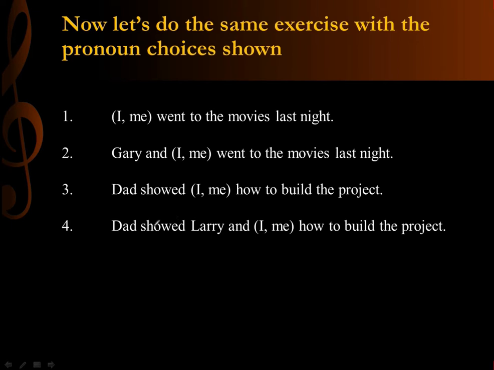But let's look at it. Here's your verb. This is your subject. Dad did the action. So all of these are objects. And if you're not sure how it goes, then scratch out this other person and see what you would say by itself. Dad showed I how to build a project. You really like that? No, you don't. It's going to be Dad showed me how to build a project. So remember, whatever it is by itself, that's what it's going to be. Dad showed Larry and me. Dad showed me. Dad showed Larry. Dad showed Larry and me how to build the project.